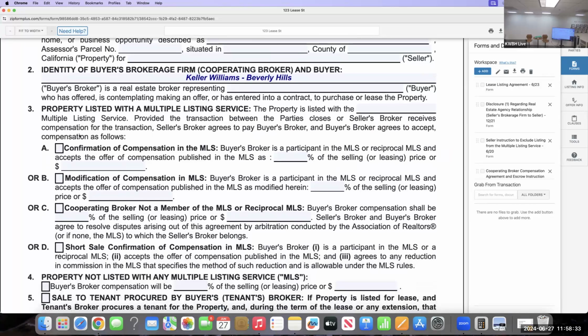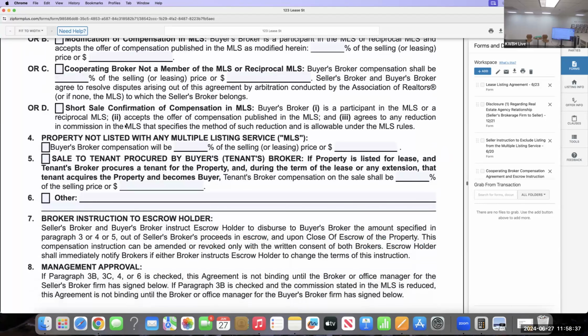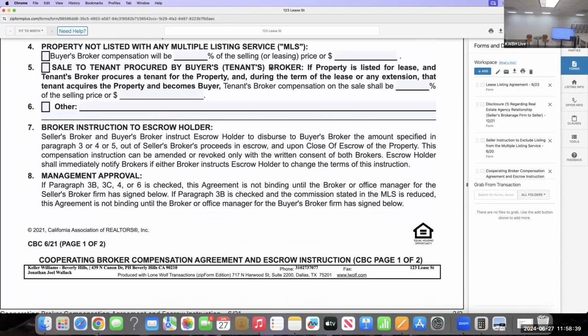Property, this is gonna go away, by the way. Property listed with the multiple listing service. There is nothing listed with the multiple listing service. Okay, so let's just look here, property not listed with an MLS. Buyer's broker compensation will be, and this is what we need, 2.5%. We need that. And that's it.